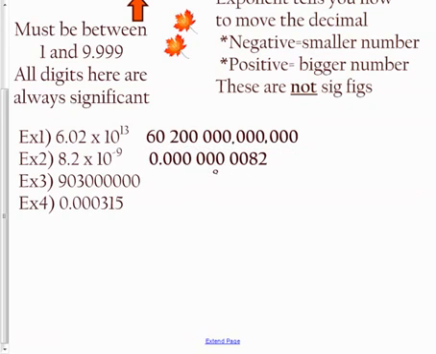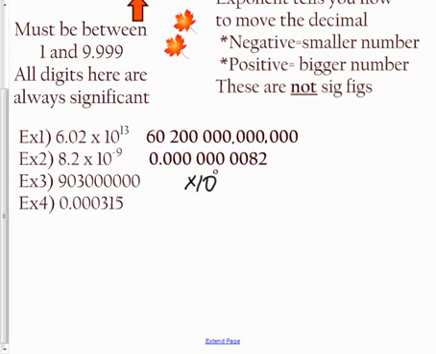Okay, very small number. Now, if we're looking at examples 3 and 4, this time we have numbers that are written in what we call standard notation, and we want to turn them into scientific notation. So we need both of these numbers to have times 10 to some kind of exponent. Okay? So what we need to do is first figure out, where does that decimal go?